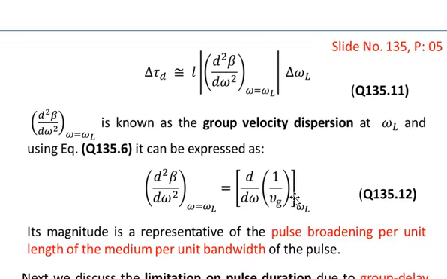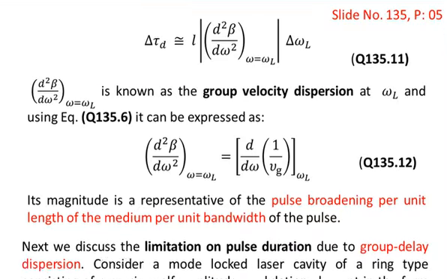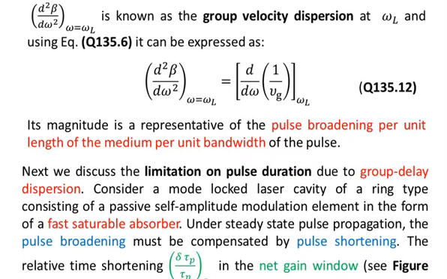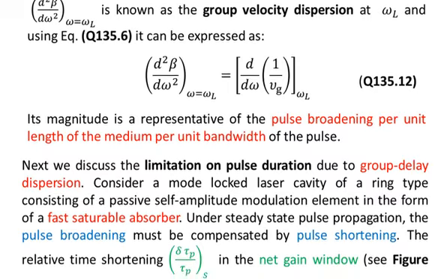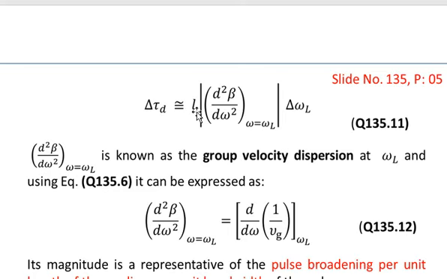If you want, you can use equation number 10 in equation number 12 in equation number 11. Its magnitude is representative of the pulse broadening per unit length of the medium per unit bandwidth of the pulse. So you see that this is what we have discussed, the single pulse. And when that single pulse travels a distance L, then of course a delay will be produced, and the broadening of the pulse has been shown in equation number 11.